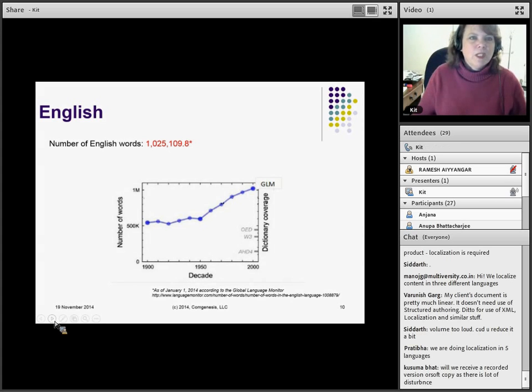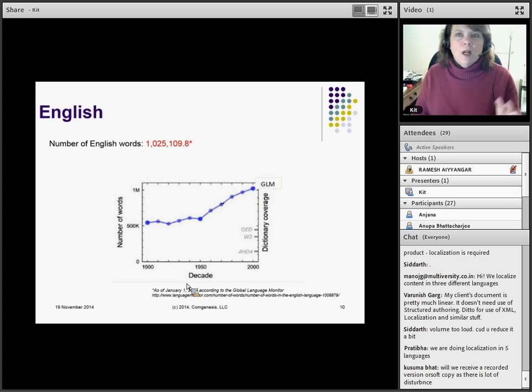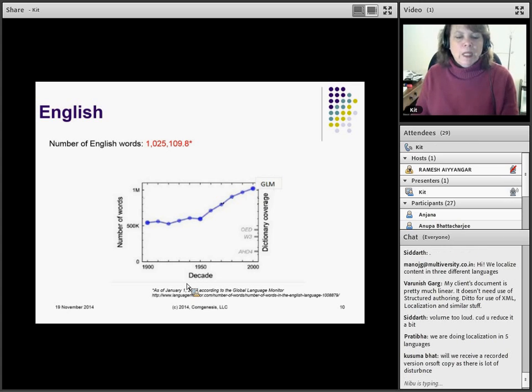So this is a really interesting statistic. I just looked this up. As of January 1st this year, the Global Language Monitor estimates that there are about 1,025,109.8, so 110 words in the English language. Now, this statistic includes all of the words, the jargon, the idioms, word variations, neologisms, and so on. Most dictionaries only contain about 200 to 250,000 English words, the ones that are used most commonly. The complete Oxford English Dictionary contains about 600,000 words.